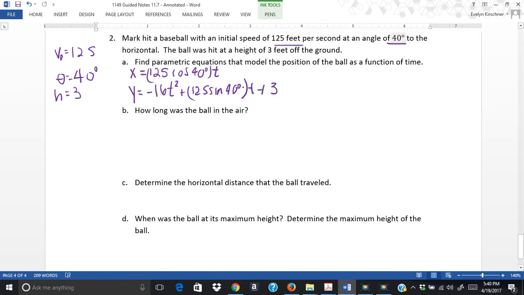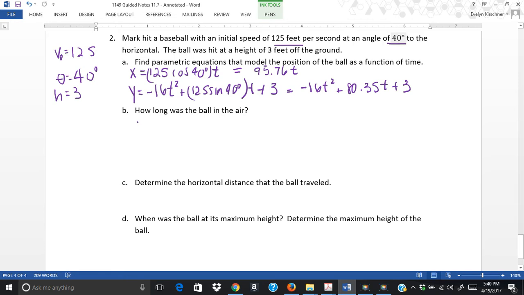Now, I'm going to simplify this a little bit. I'm going to figure out what 125 cosine 40 degrees is, and I find out that that's 95.76 if I round it. And I'm going to find out what 125 sine 40 degrees is, and that's about 80.35. So now I have two equations. You could leave it like this, or you could write it like this. For what we're doing, we might as well do this because we're going to have to figure out some more things.